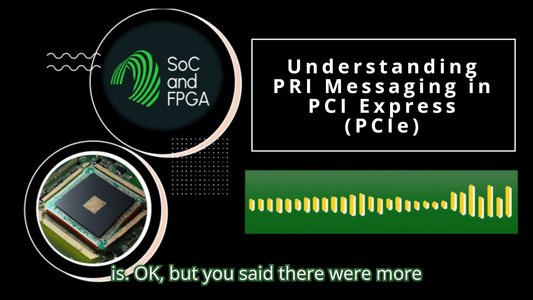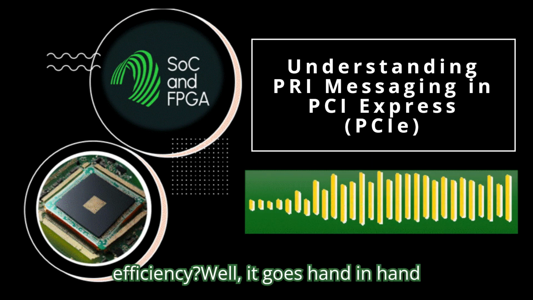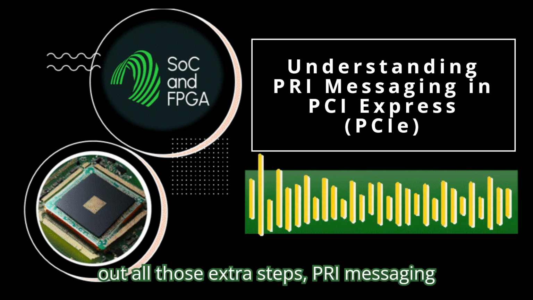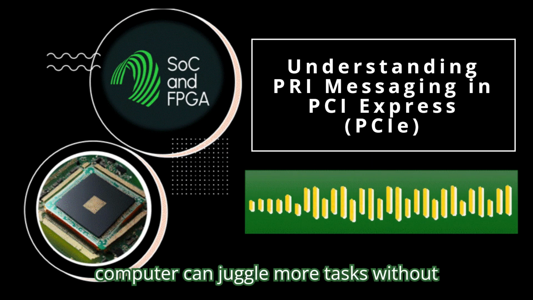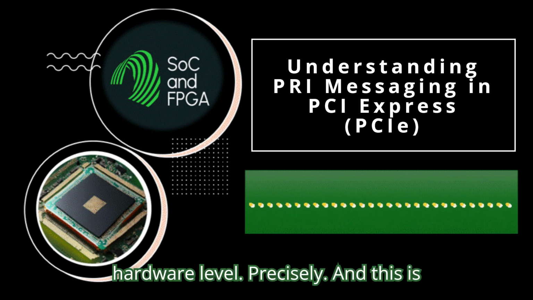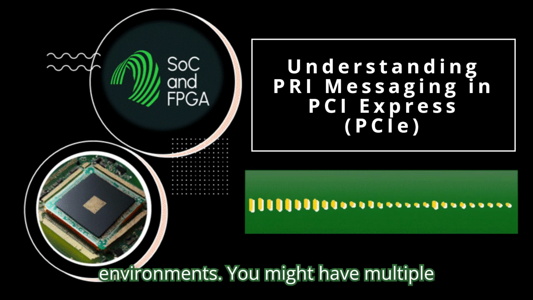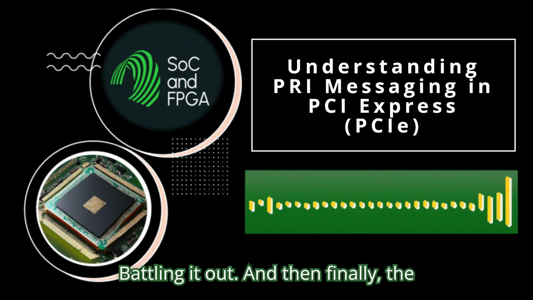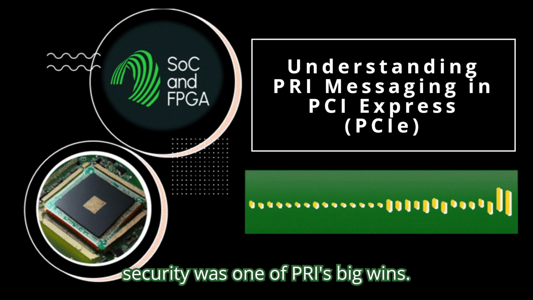It really is. Okay, but you said there were more benefits. What about this improved efficiency? Well, it goes hand in hand with that reduced latency. By cutting out all those extra steps, PRI messaging basically frees up system resources. Your computer can juggle more tasks without getting bogged down. So it's like optimizing your workflow, but at the hardware level. Precisely. And this is especially important in virtualized environments. You might have multiple virtual machines running at the same time, all needing those resources. Right, battling it out. And then finally, the security aspect. You said enhanced security was one of PRI's big wins.